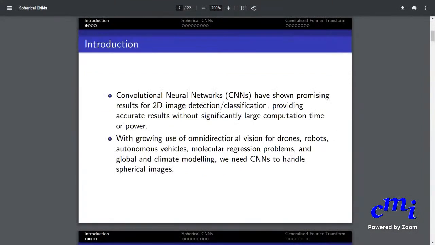Convolutional neural networks have already shown promising results for 2D image detection and classification. They have been providing very accurate results without significantly large computation time or power. But with the growing use of omnidirectional images for drones, robots, autonomous vehicles, or even for research problems like molecular regression problems, or global and climate modeling, we need to modify convolutional neural networks so that they can handle spherical images as well.